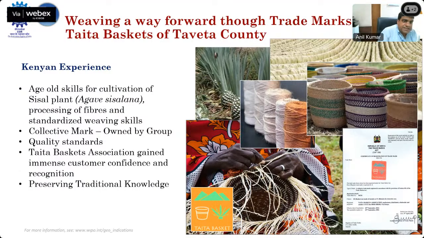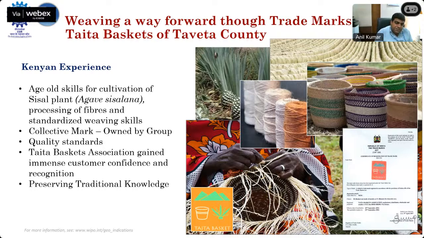So this is one of the examples wherein traditional knowledge came into play. Basically, if we talk about the Taita baskets, these are baskets woven in Taveta County of Kenya. It's an age-old skill wherein the fibers from sisal plants, Agave sisalana, are used for production of some specific baskets. The processing of these fibers to get them out of the plant is a very traditional method employed for ages. And these baskets are woven by the women of certain communities there. So it's a traditional art, and the art of weaving has been transferred from one generation to the other and kept intact.